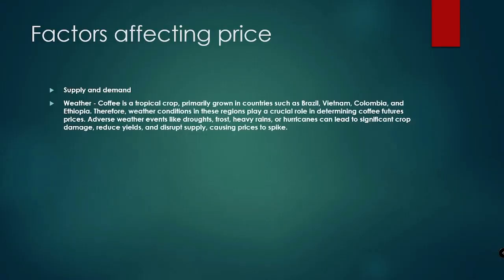Coffee is a tropical crop, primarily grown in countries such as Brazil, Vietnam, Colombia, and Ethiopia. Therefore, weather conditions in these regions play a crucial role in determining coffee future prices. Adverse weather events like droughts, frosts, heavy rains, or even hurricanes can lead to significant crop damage, reduce yields, and disrupt supply, causing price spikes.